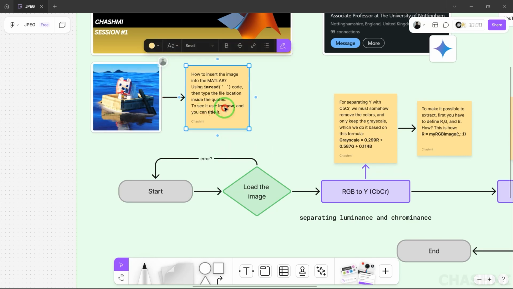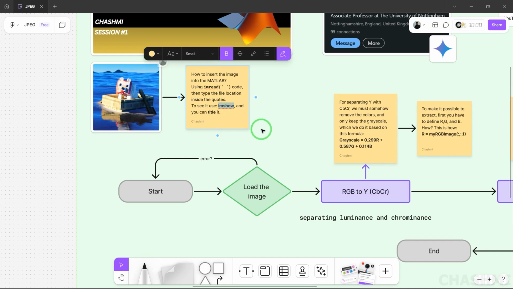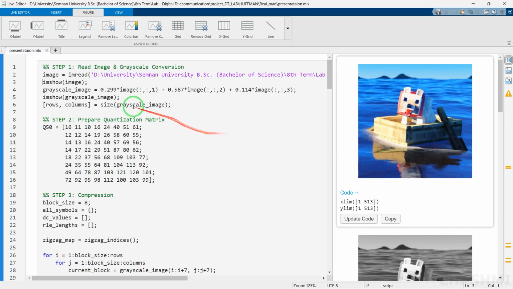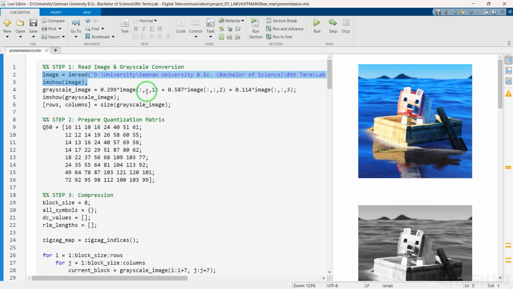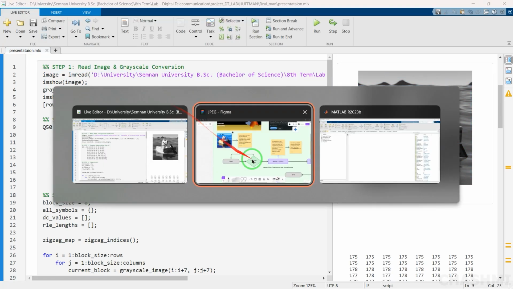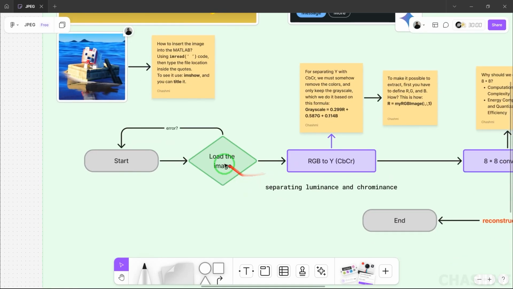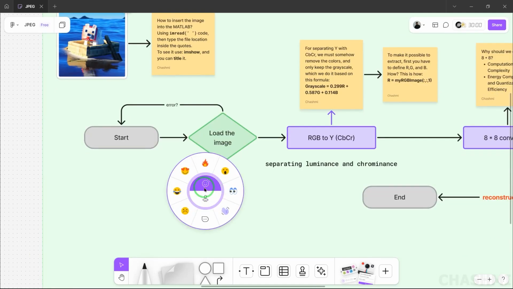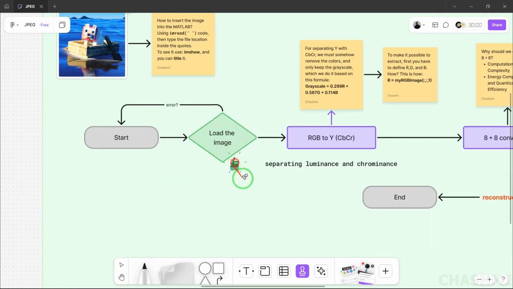So yeah, we just use imshow, or image show, inside MATLAB. Forget about the other lines, just get these ones, to import this image. Then later on, I just did this part and this one.